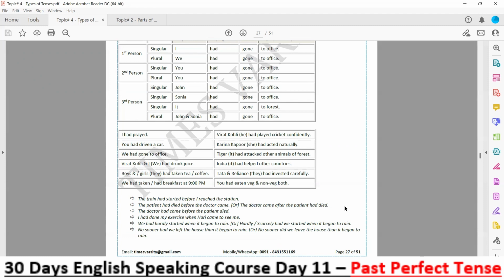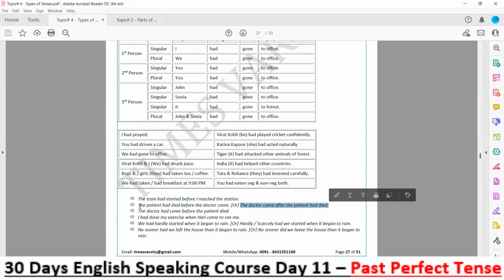Yes, please go ahead with this. The doctor came after the patient had died. डॉक्टर आए पेशेंट के मरने के बाद. Right? So you see what you would like to express, what you would like to highlight. Accordingly, you can rearrange the sentence. If you compare both sentences, you are using the same words, but only rearranging them.